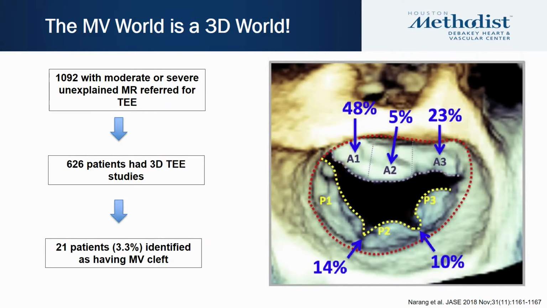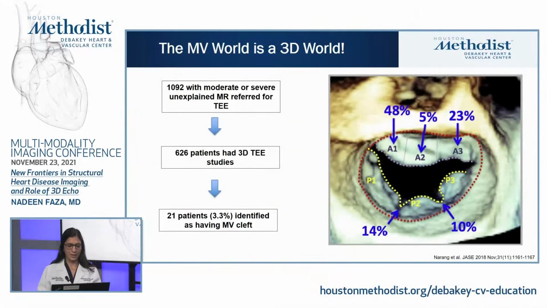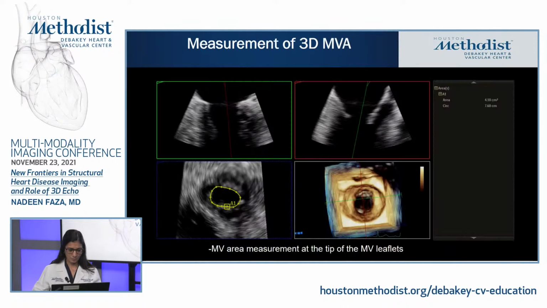And this was a study published in JASE where 1,000 patients were referred for TEE, and those patients had unexplained MR by TTE. About 600 of these patients had 3D TEE imaging, and 3% of those patients were identified as having a mitral valve cleft by 3D imaging, again underscoring the importance of 3D imaging in evaluating mitral valve pathology.